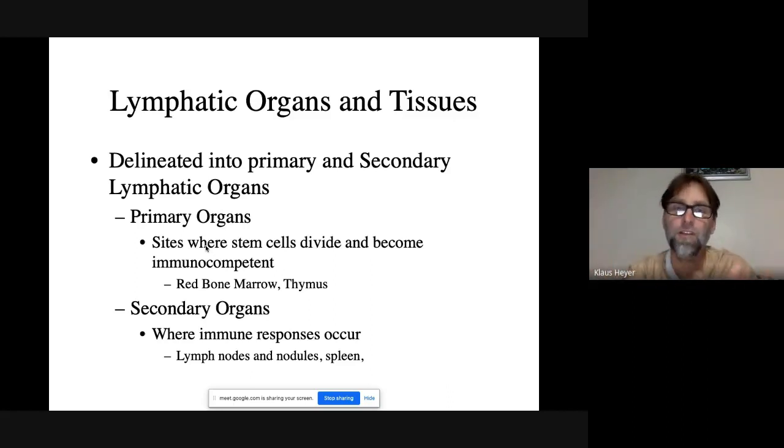And so where do they go to boot camp or basic training? They go to different places. For B cells, they get their basic training in the red bone marrow. So B stands for bone marrow. T cells are born in the red bone marrow, that's where they're made, but they go up to the thymus, which sits on your heart. That's where they become T cells. So T stands for thymus, B stands for bone marrow.